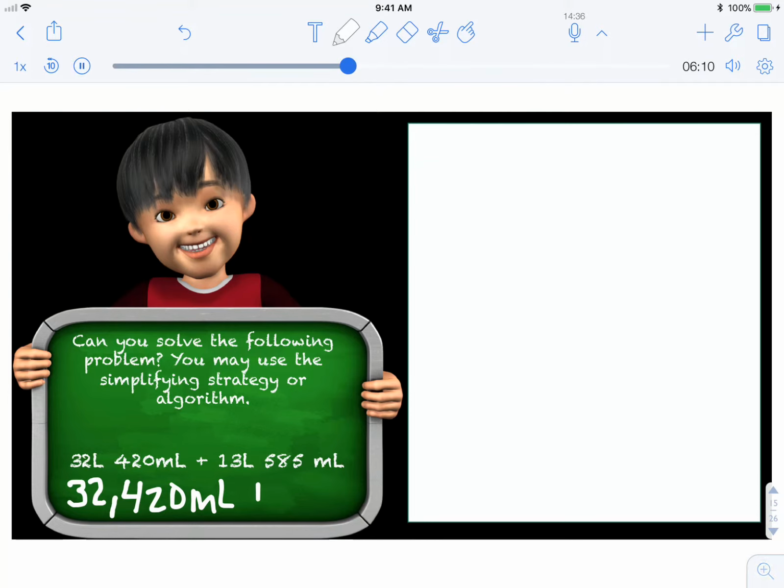Or you'll solve it by saying 32,420 milliliters plus 13,585 milliliters. Okay, solve it the way you choose, whichever way is easiest for you. Okay, so go ahead and pause it. Once you're done, we will continue.